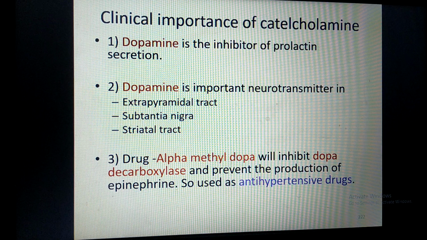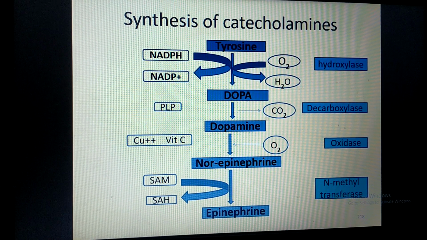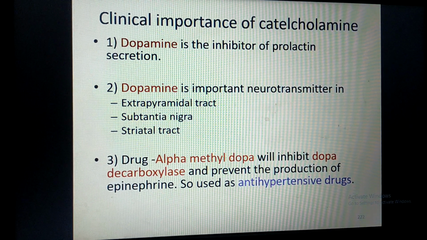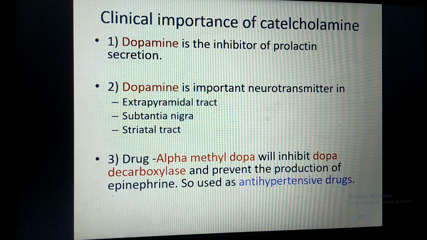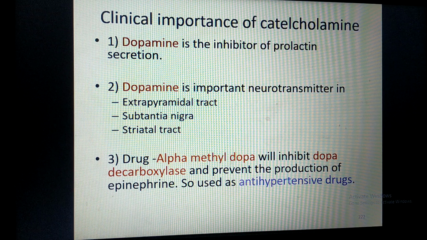The drug alpha methyl dopa, which inhibits the dopa decarboxylase enzyme, the second enzyme which converts dopa into dopamine, is given. It prevents the formation of catecholamines and also prevents the production of epinephrine. Therefore blood pressure becomes normal, or blood pressure decreases. So alpha methyl dopa acts as an antihypertensive drug.